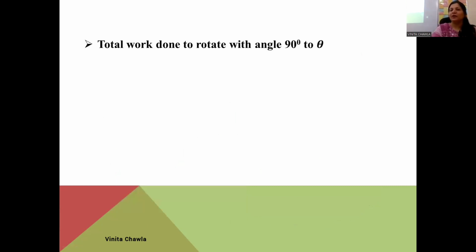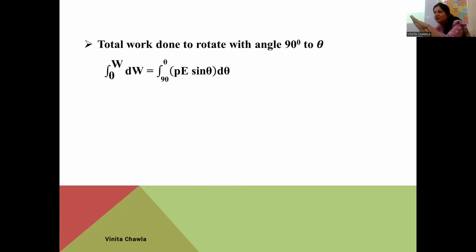Total work done to rotate from angle 90 degree to theta. See, if initially the dipole is placed perpendicularly, and now we are rotating this dipole, it was placed like this. We are rotating this dipole by an angle theta. So angle क्या हो गया? 90 degree to theta. So we have to find the work done. We had found out the small work done, dW. Small dW for small angular displacement d theta.